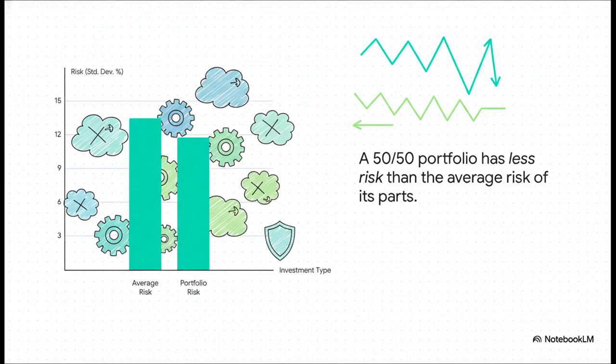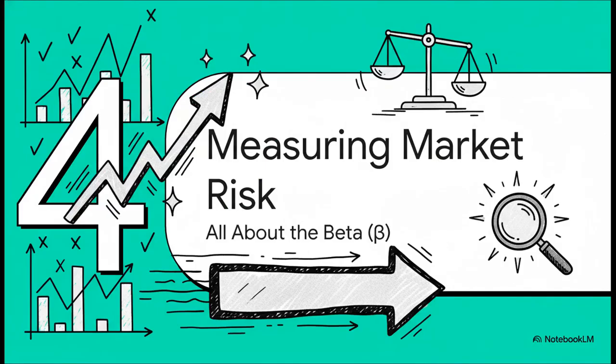So why is it lower? It's because the stocks don't move in perfect lockstep. When one zigs, the other might zag, and these imperfect movements cancel out some of that company-specific noise, lowering the whole portfolio's volatility. Okay, so we've used our diversification wand to make all the specific risk disappear.